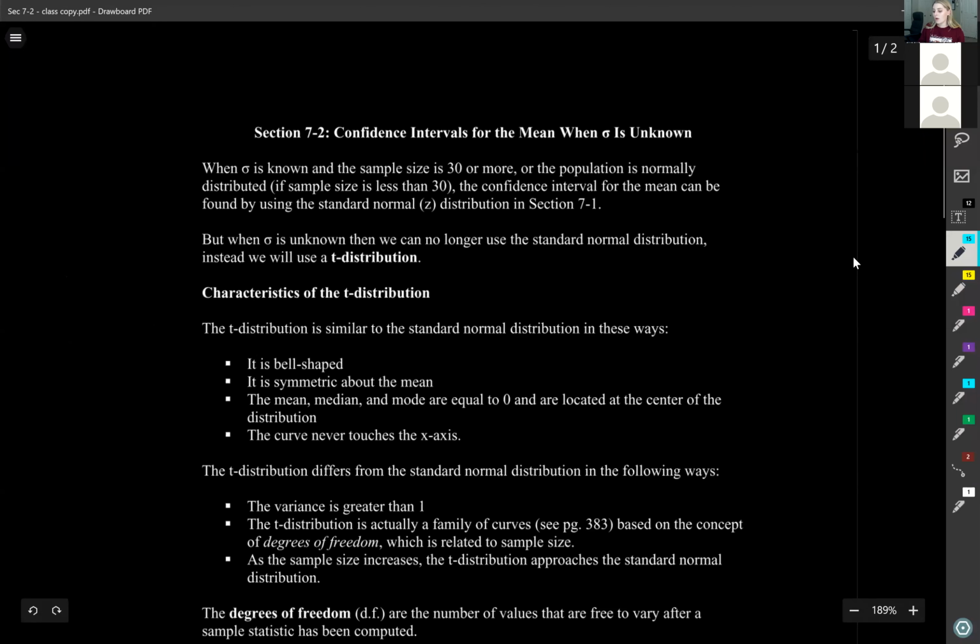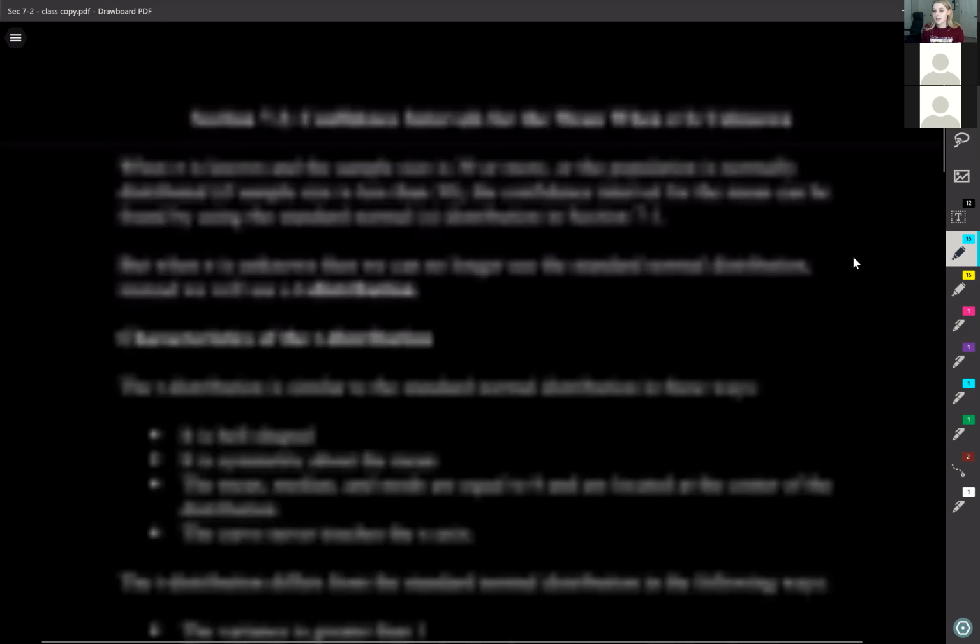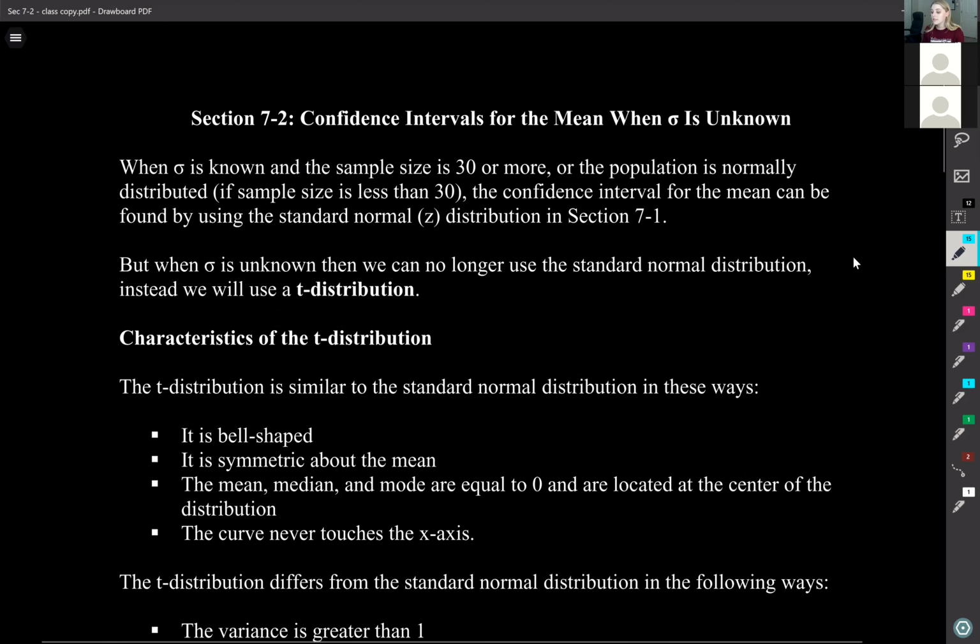All right, so like I promised, our next section is on confidence intervals for the mean when your standard deviation is unknown. Last time we did confidence intervals when we had the population standard deviation, but now we're going to do them when we don't know it. This is going to be a similar process, but slightly different.